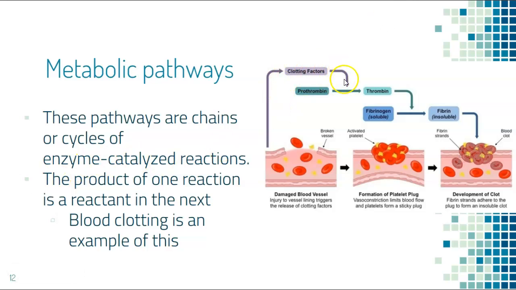So when we have clotting factors, these clotting factors cause prothrombin to turn into thrombin, and once you have thrombin, this is the product of this reaction, it becomes the reactant in turning fibrinogen into fibrin, okay? So you can't even start this final reaction without getting the product of the previous reaction, okay?